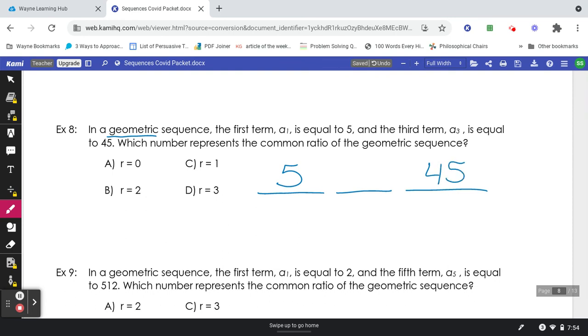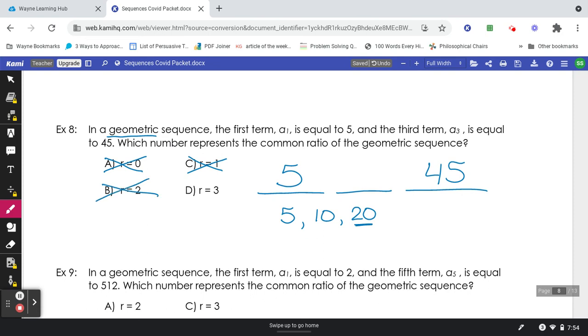If I multiply by 0, will I eventually get to 45? No. 5 times 0 is 0, and then 0 times 0 is always going to be 0. What about 1? If I multiply 5 times 1, I get 5, but then I just keep getting 5. What about 2? If I multiplied 5 by 2, I would come up with 5, then 10, and then I multiply by 2 again to get 20. And remember, my goal is to have that number be 45.